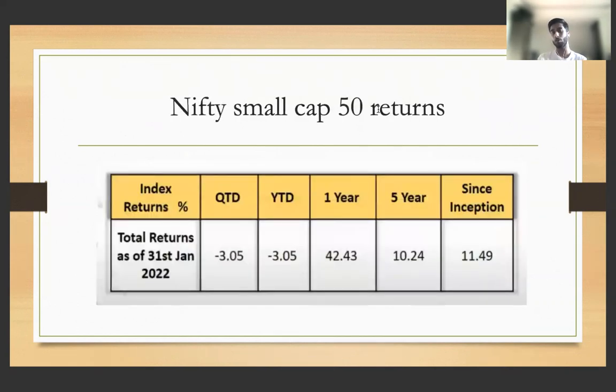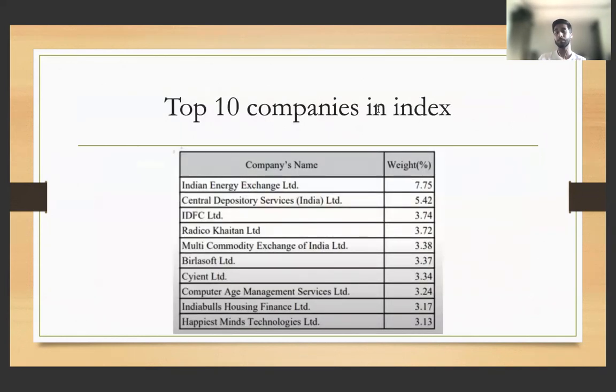Let's see the returns of Nifty Small Cap 50. So basically, in this year, this index has given negative returns of 3%. In last 1 year, 42% returns are extracted. In 5 years, 10%, and since inception, 11% returns. So we can make out that 11 to 12% return in long run Nifty Small Cap 50 Index can easily give.